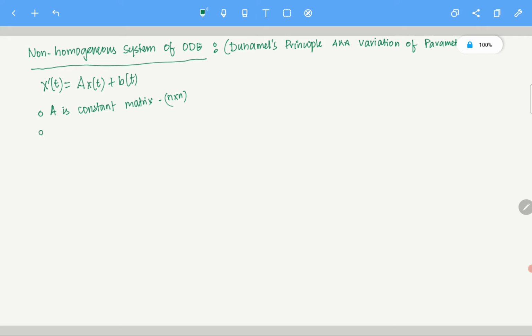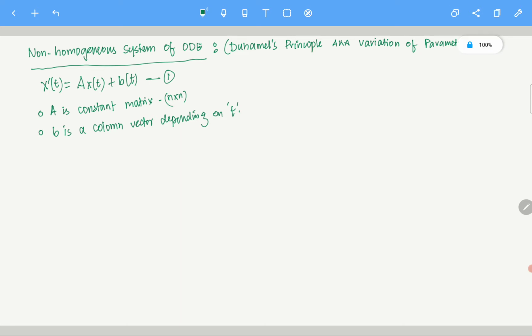And b is a column vector depending on t. So please don't get confused here: b depends on t. Yes, it varies with t. It may be constant, but generally speaking it varies with t. So let's just call that 1.